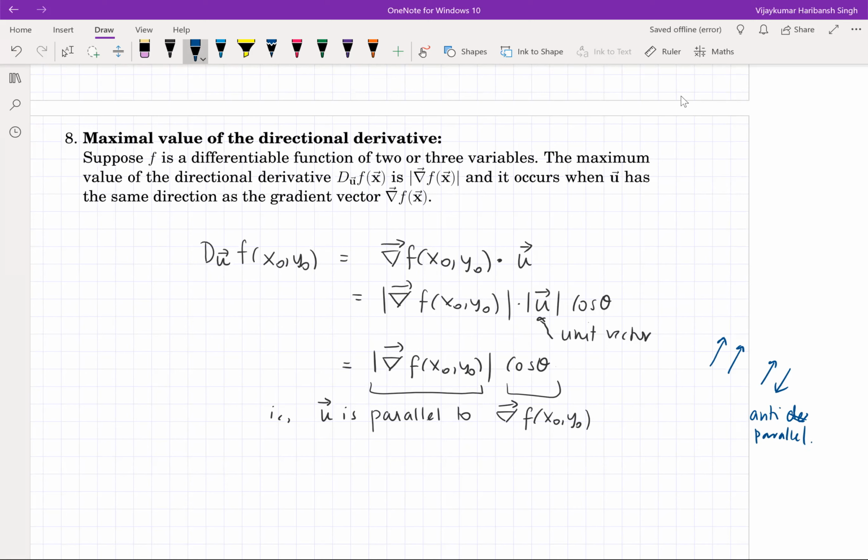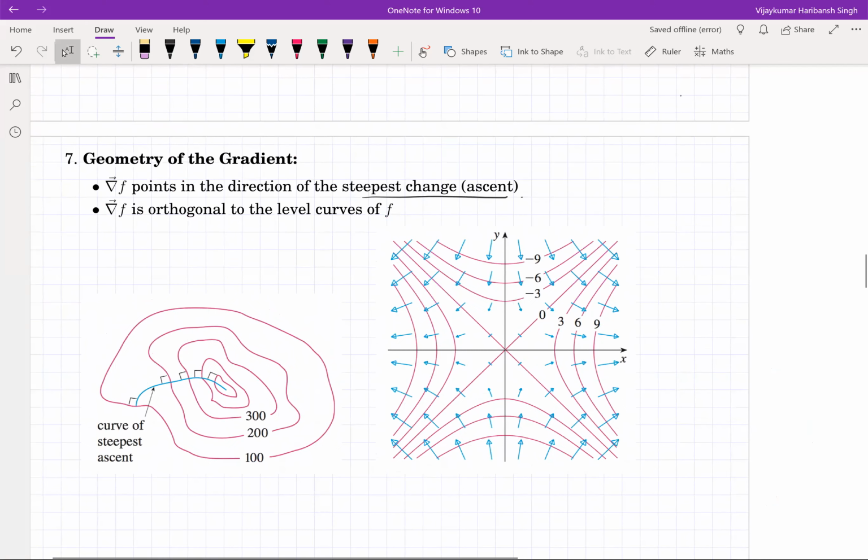So now, because of this analysis, you can see the following. This theorem now makes sense: the maximum value of the directional derivative is going to be the length of grad f, and it occurs in the same direction as the direction of grad f of (x naught, y naught). That means u has the same direction as the gradient vector. So this gives you the maximum change, or in other words, you can think about this as the steepest change. If you're going up, it's an ascent. If you're going down, it's a descent.